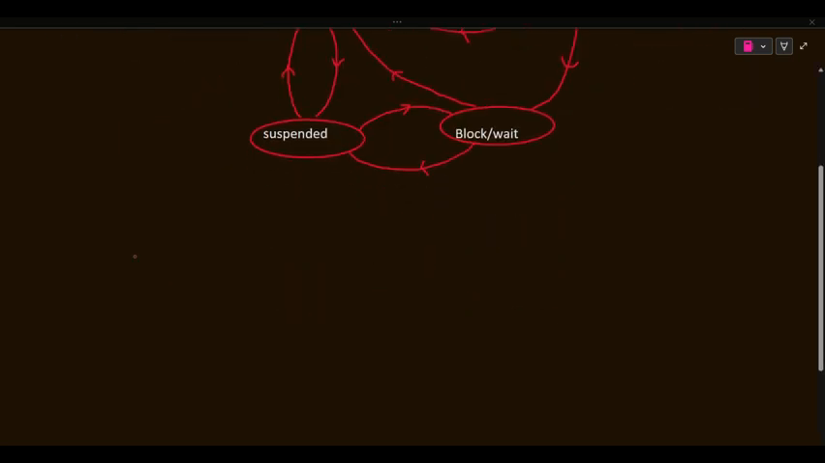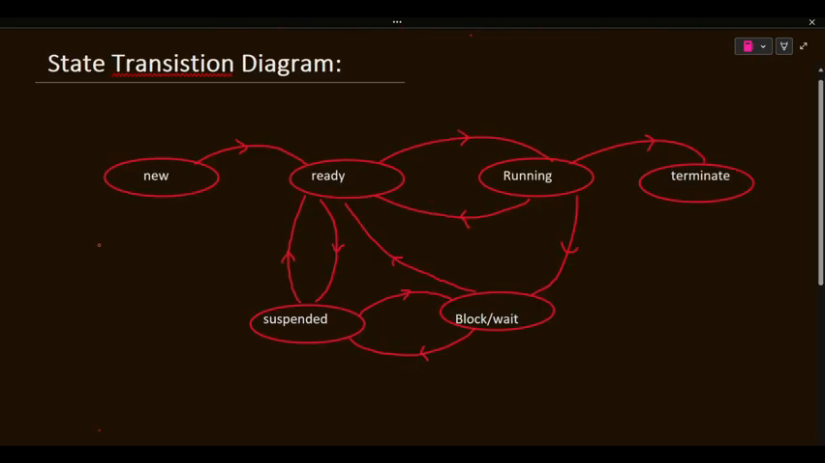First of all, let me explain the degree of multiprogramming. Degree of multiprogramming is defined as the maximum number of processes that can be stored in main memory at a time. For example, if we have a main memory with a capacity of 100 programs, then its degree of multiprogramming is said to be 100.